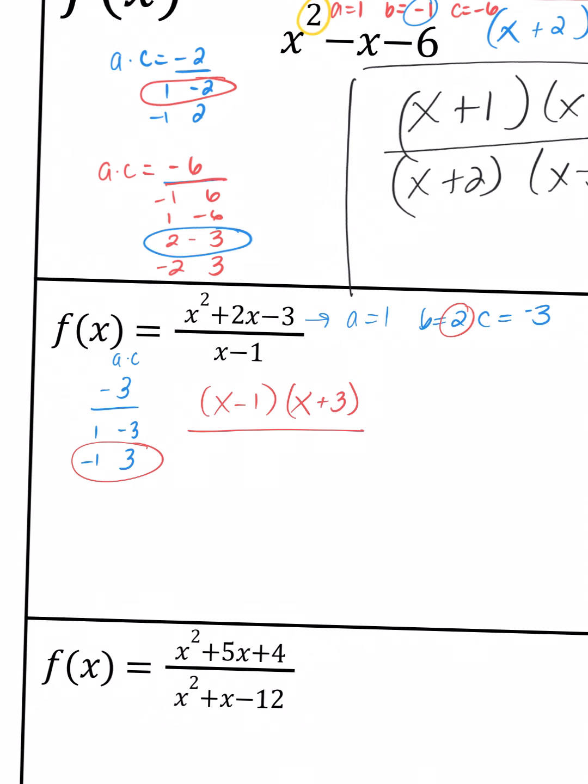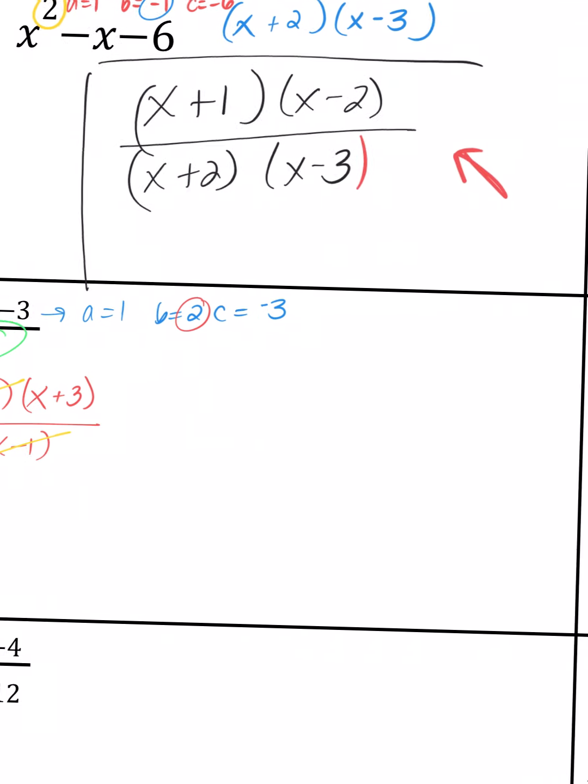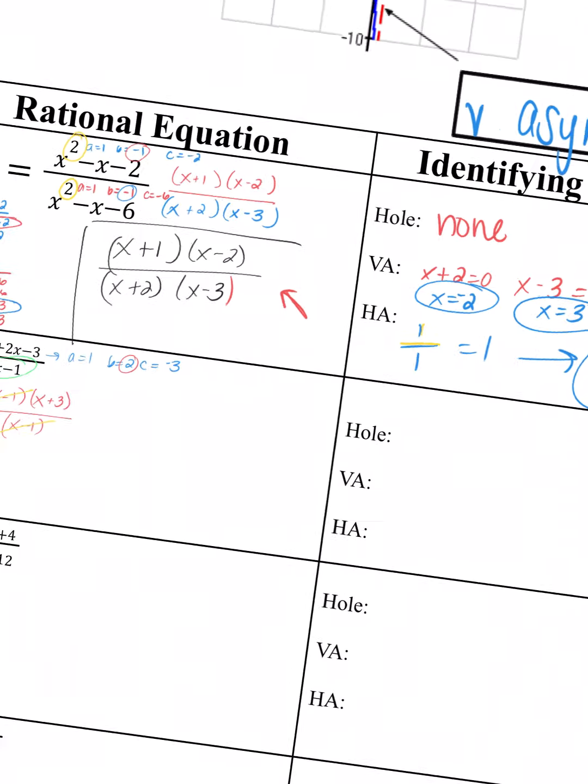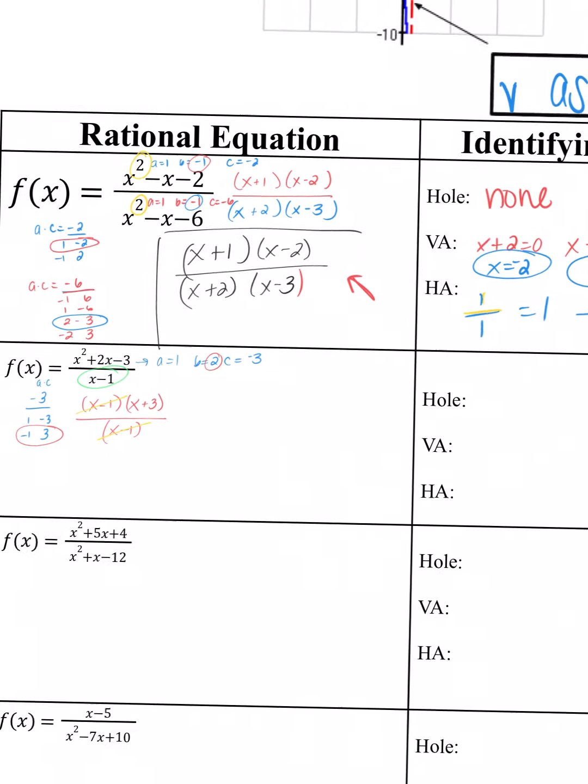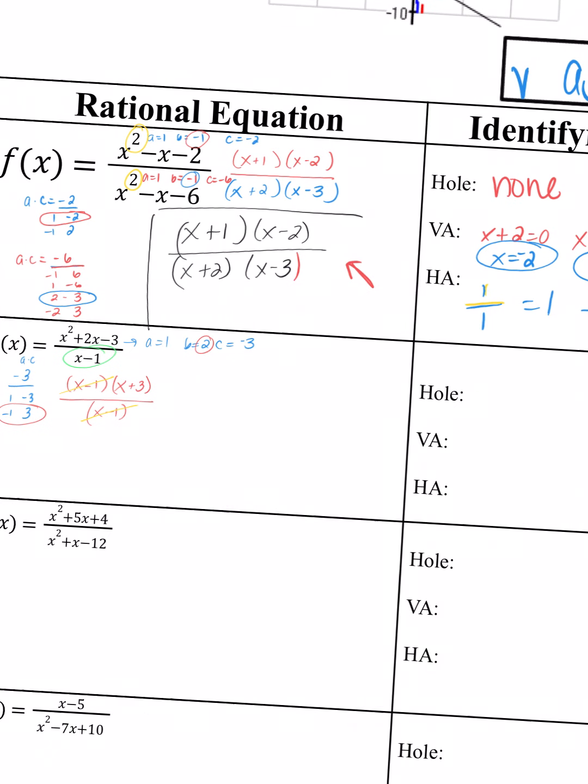Okay, now on the denominator, I don't need to touch anything. So I can just leave it as x minus 1. Okay, all right. From there, you should immediately notice that you can cross out x minus 1 on the top and x minus 1 on the bottom. Okay, so that's as reduced as we can go. Then, from there, we're going to answer the questions. We are going to identify our hole, our vertical asymptote, and our horizontal asymptote.